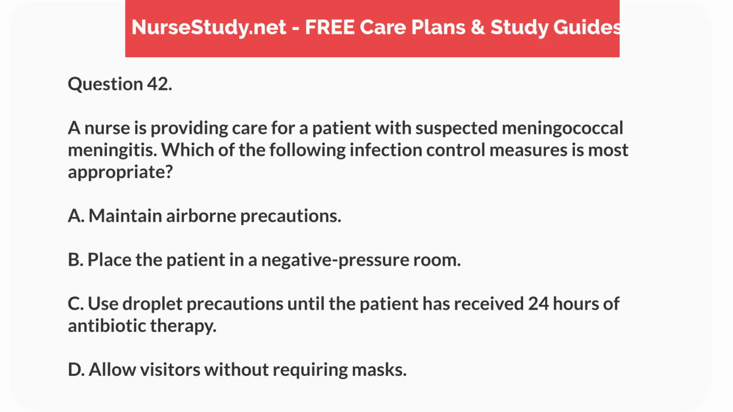A nurse is providing care for a patient with suspected meningococcal meningitis. Which of the following infection control measures is most appropriate? A. Maintain airborne precautions. B. Place the patient in a negative pressure room. C. Use droplet precautions until the patient has received 24 hours of antibiotic therapy. D. Allow visitors without requiring masks.